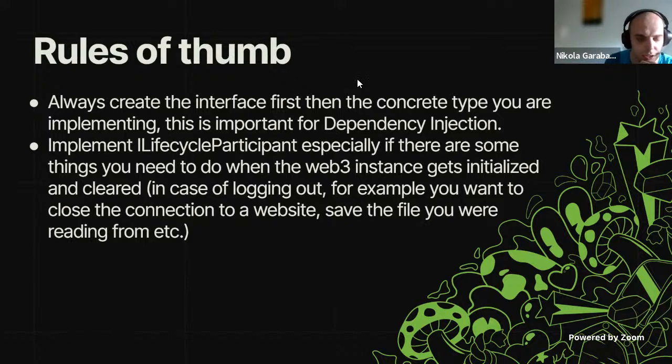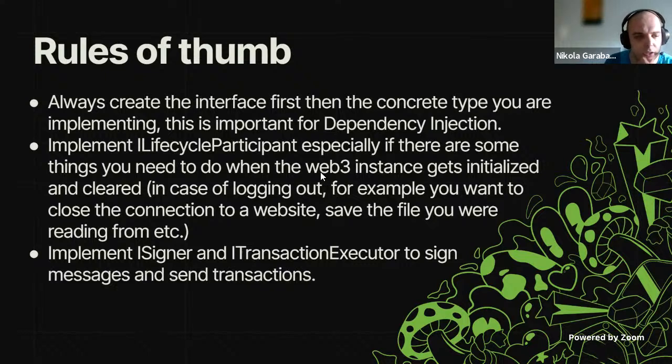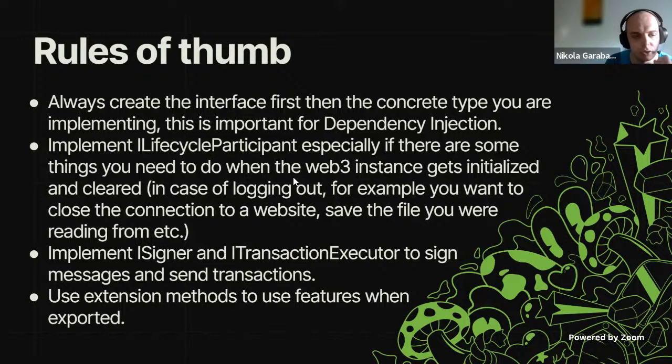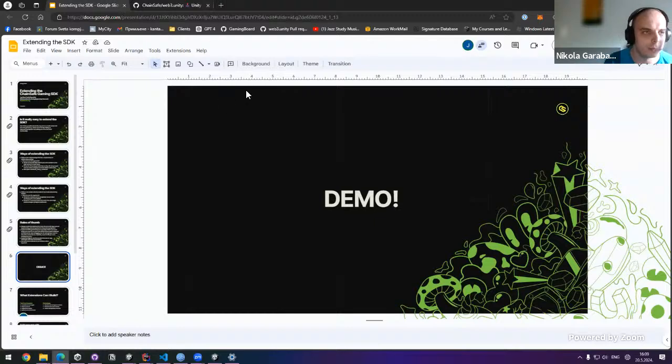For example, you want to close the connection to an API that you're listening to or save the file you were reading from and stuff like that. You should use in your constructor ISigner and ITransactionExecutor to sign messages and send transactions. And you should use extension methods to use features when exporting the solution. Now, this all sounds, I guess, kind of abstract. So let's go to the demo and see how we should actually do stuff like this.